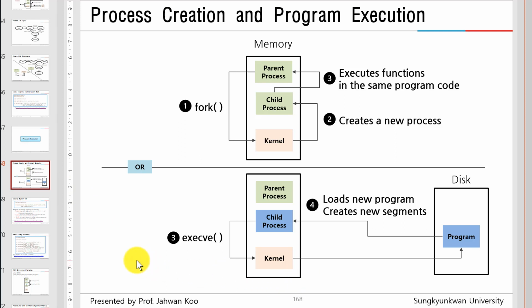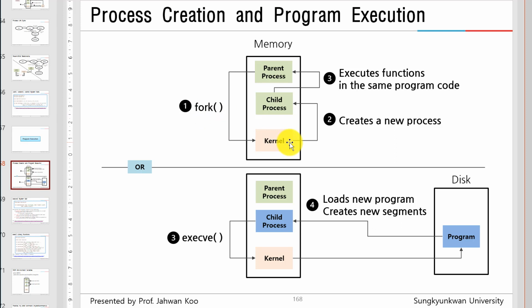As you can see, there are two parts, top and bottom. Top is about process creation, and bottom is about program execution. Let's see the top first. Step 1. A parent process wants to make a new child process. So, the parent process requests the kernel to make a new child process using the fork system call.